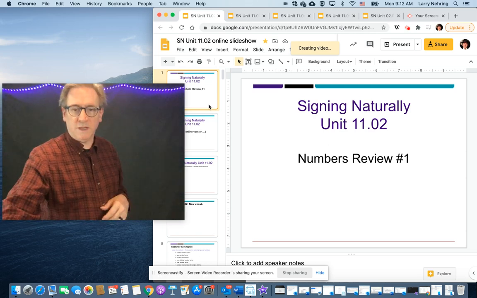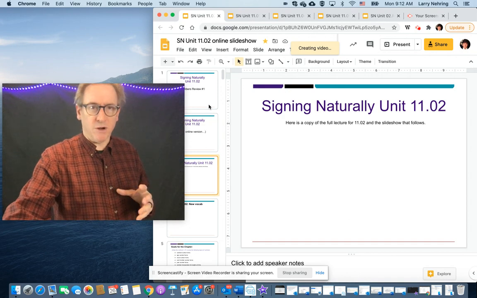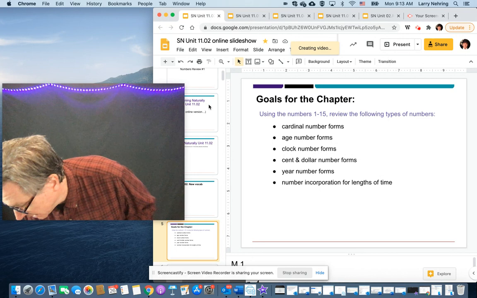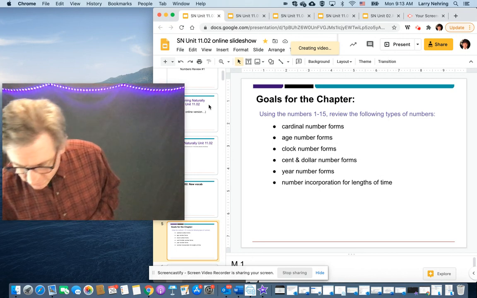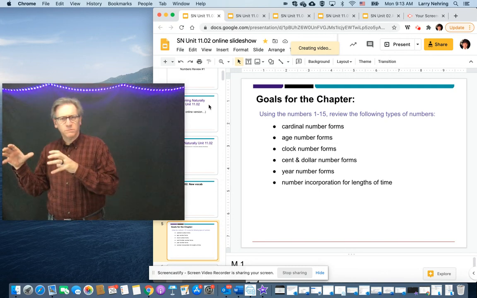Okay, so for 11.2, we're now going to be reviewing numbers. Stuff we've already gone over, we're just going to apply it. No new vocab. It literally is just the same numbers we've already worked on up to this point. We're going to look at a couple of different forms of numbers.